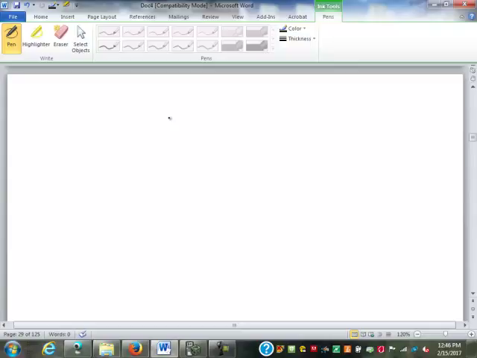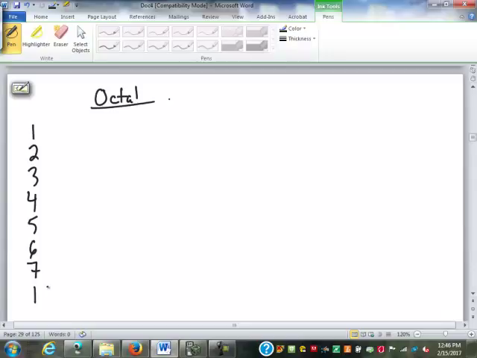If we look at octal numbers, if I want to count up in octal, we've got 1, 2, 3, 4, 5, 6, 7. And we would stop there because in octal, the largest digit we can have is 7. So the 8 would actually be 1, 0. That's the number 8.